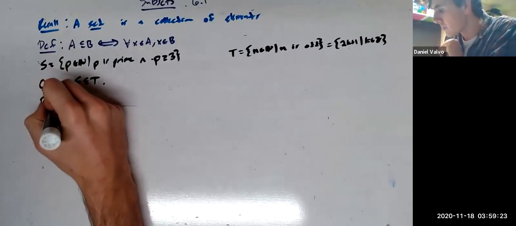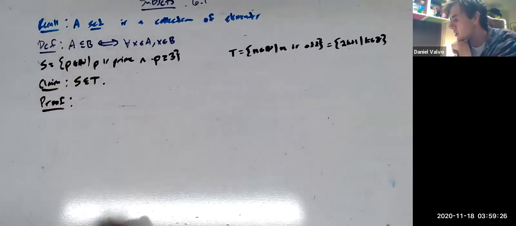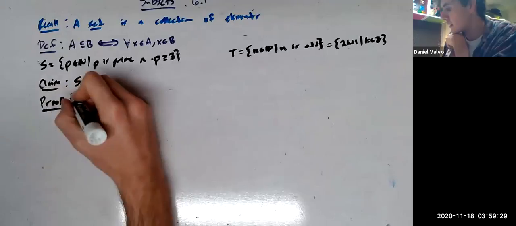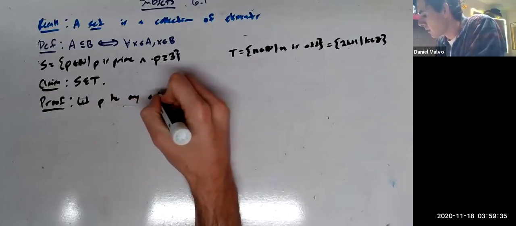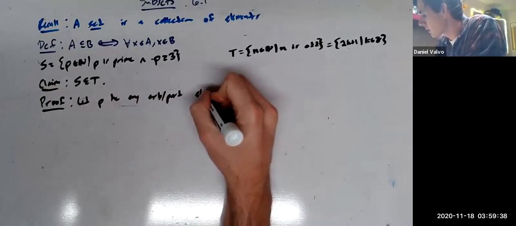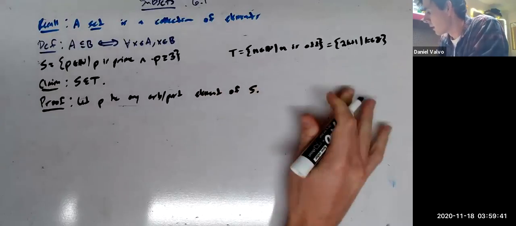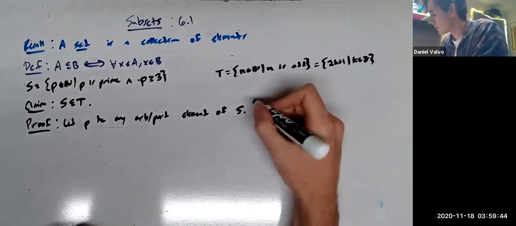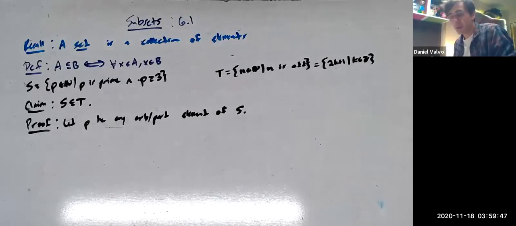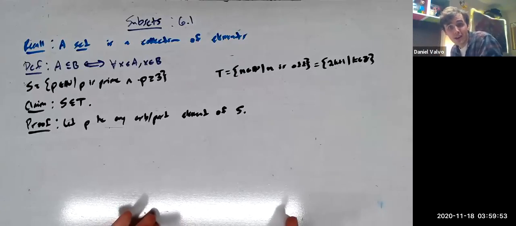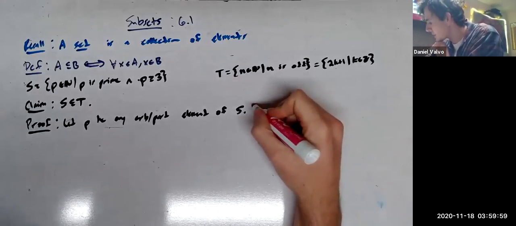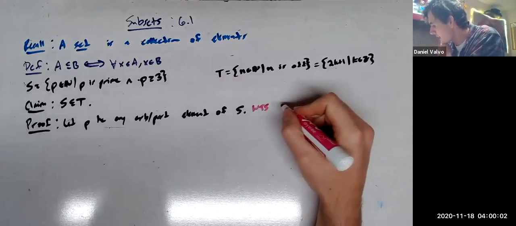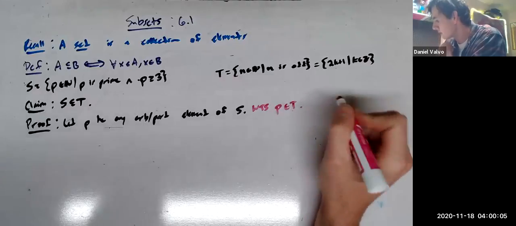So proof. The proof goes like this. Of course, we start off with let p be any arbitrary, particular element of S. And so starting from p being any arbitrary element of S, we want to show that any general arbitrary element of S must be in T. That's how we show that every element of S is in T, which shows that S is a subset of T. It feels like I'm saying the same thing over and over again, but they're slightly different. So we want to show that p is also in T.